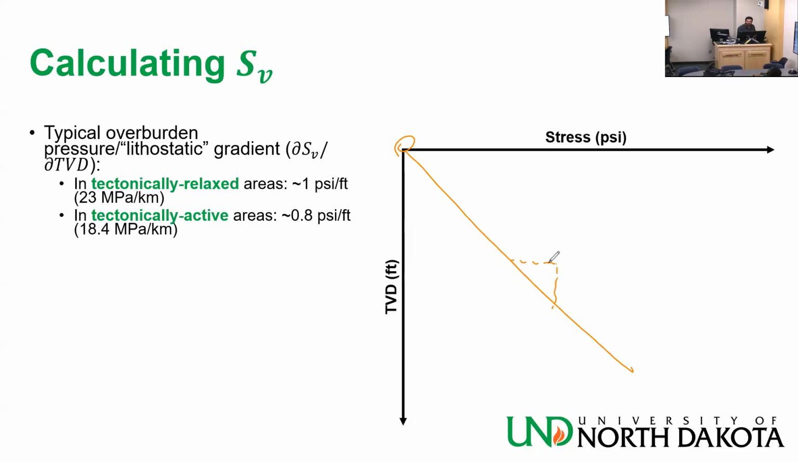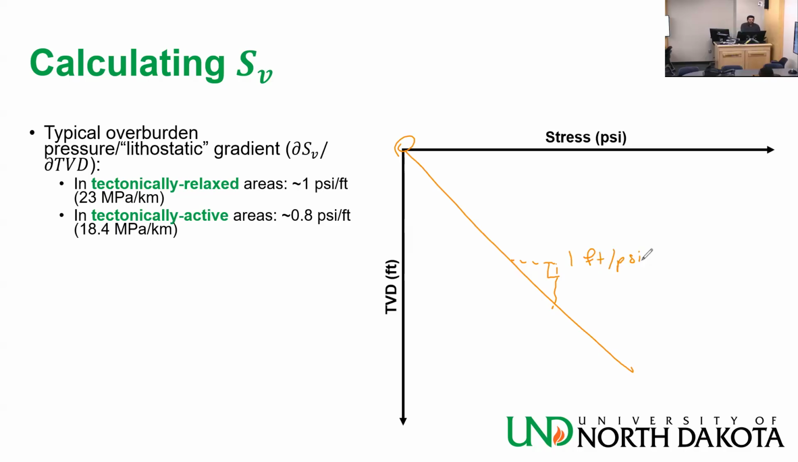If this is 1 psi, what should be the slope here? The slope there should still be 1 foot per psi. Excellent, 1 foot per psi.